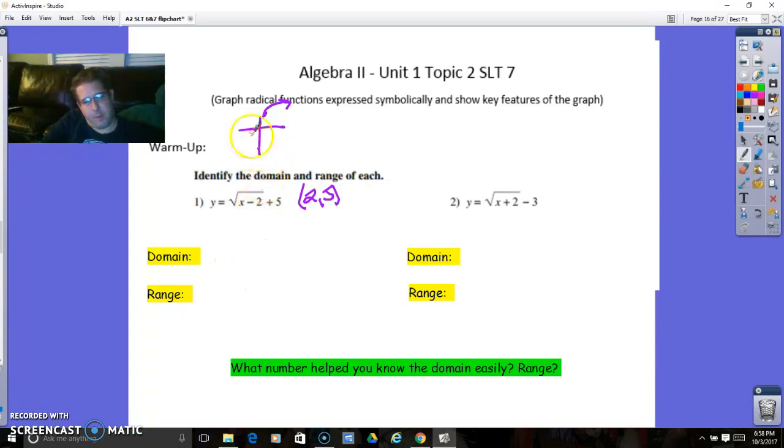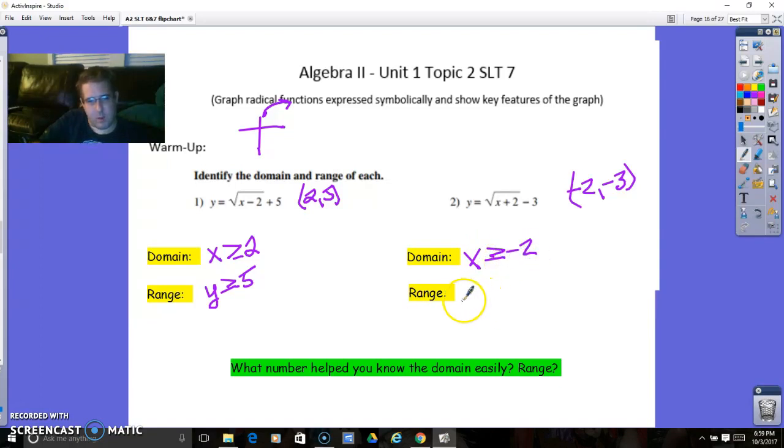So now, when you think about the way that graph looks, the domain is going to be x is greater than or equal to 2, and the range is going to be y is greater than or equal to 5. So basically, if you have the endpoint, then you can figure out the domain and range, which answers this question down here. So the endpoint on this one is going to be at (-2, -3). So this tells me that x is greater than or equal to -2, and the range is going to be y is greater than or equal to -3.